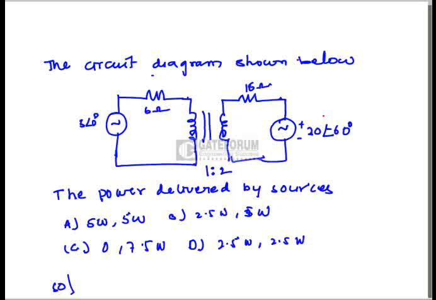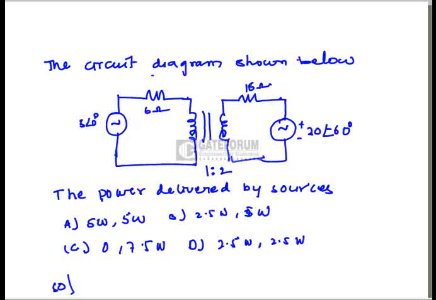So if you want to find out the power delivered, first we have to find out the current through each and every source. To find the current through each source, first we have to represent this transformer by a network model, right? This is an ideal transformer, so I am writing the equivalent circuit here. I am shifting all these elements into the primary side, that means the 16 ohms and the 20 at an angle minus 60 degrees source.